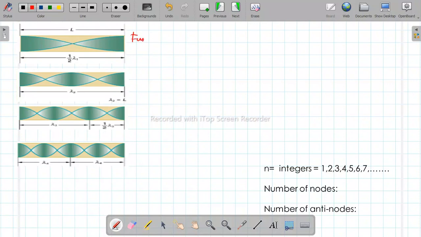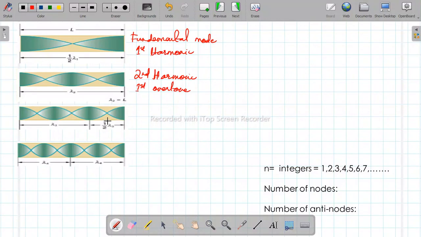This is what we call fundamental mode, or it is also known as first harmonic. Then the second possible combination while keeping the antinodes at the boundaries is this one with an additional antinode in between. This is what we call second harmonic, or we also refer to it as first overtone.